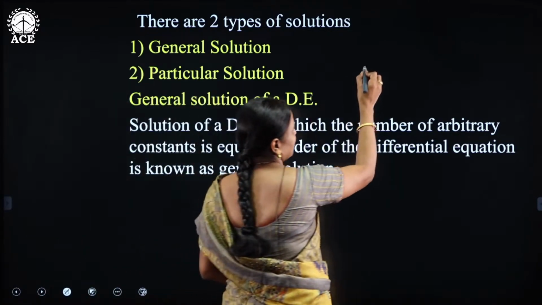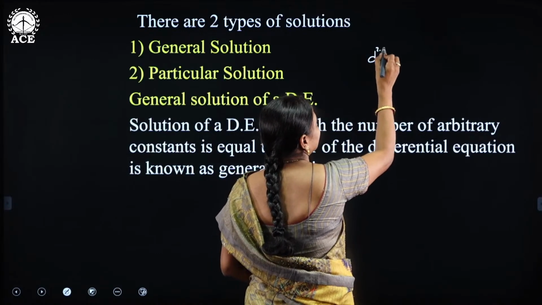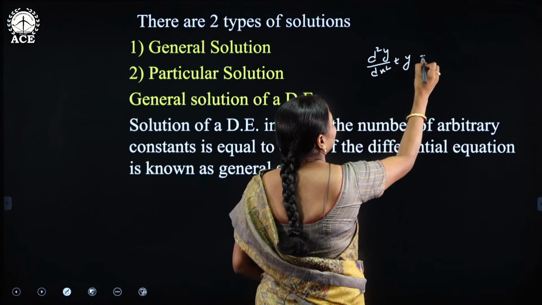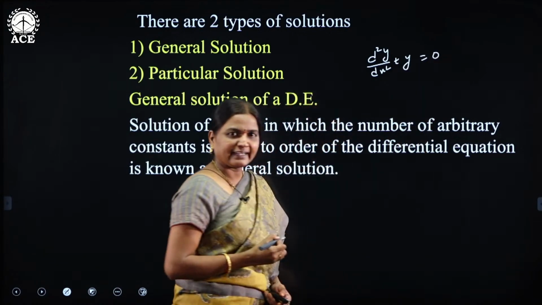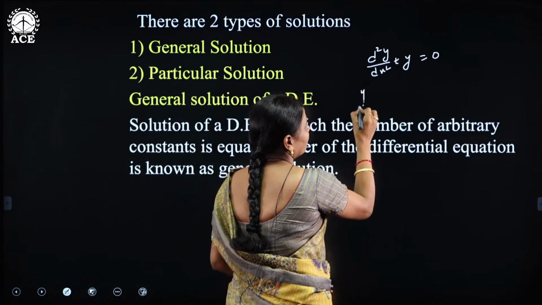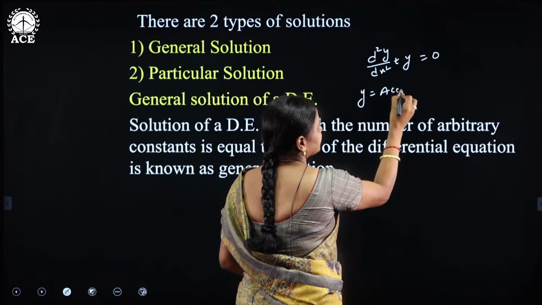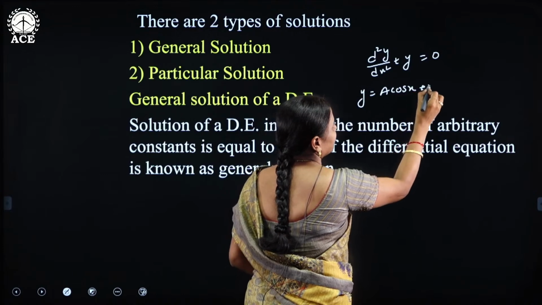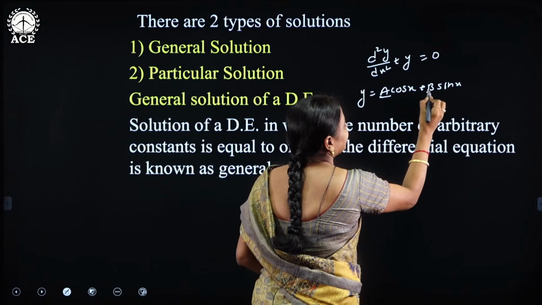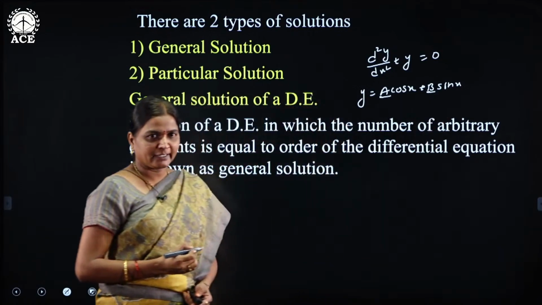In the previous example, what is the differential equation? d square y by dx square plus y is equal to 0. So, it is a second order differential equation and what is its solution? y is equal to a cos x plus b sin x. Here capital A and capital B are the arbitrary constants.